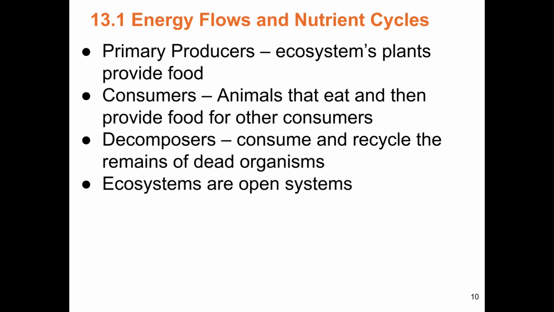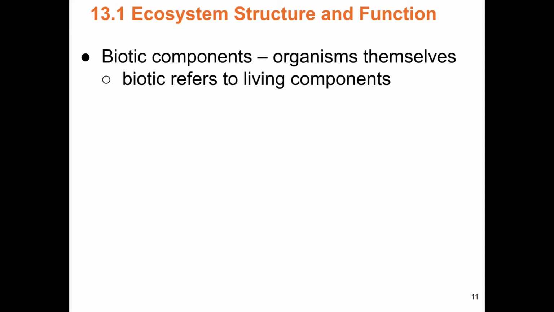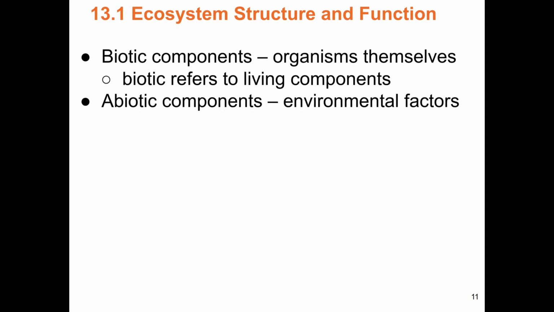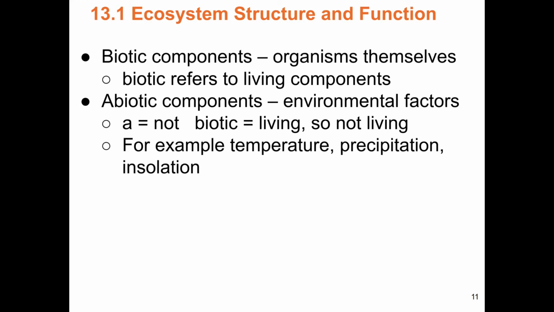Ecosystems are open systems. They're open in terms of energy. They're open in terms of matter. And when we're looking at an ecosystem, there's the biotic components. That's the living material, bio-life. Biotic refers to living components. The abiotic components are the environmental factors. Not biotic, living. So abiotic literally means not living. For example, temperature. The temperatures of an ecosystem are part of the abiotic components. The amount of rainfall, the amount of sunlight, all of those are examples of abiotic factors in an ecosystem.